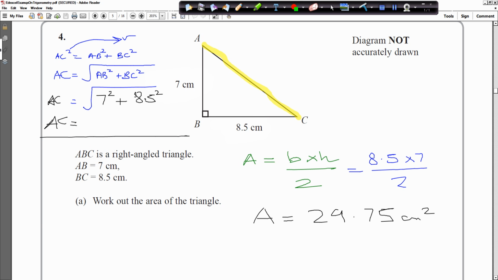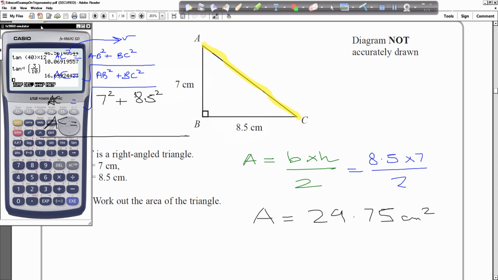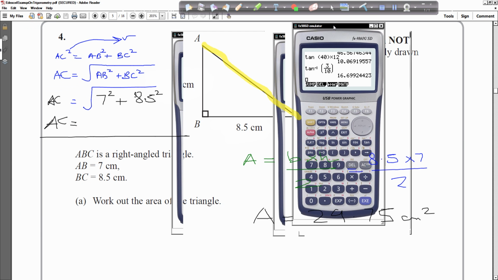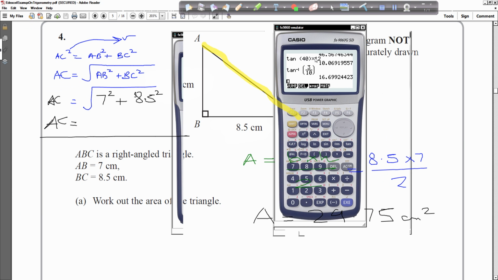Alright, let's get our calculator. Okay, so we have now the square root. So we press shift. Where's square root on this thing? Shift, square root. Okay, we have 7 squared. And then we add to that 8.5 squared equals, okay, what do we get?